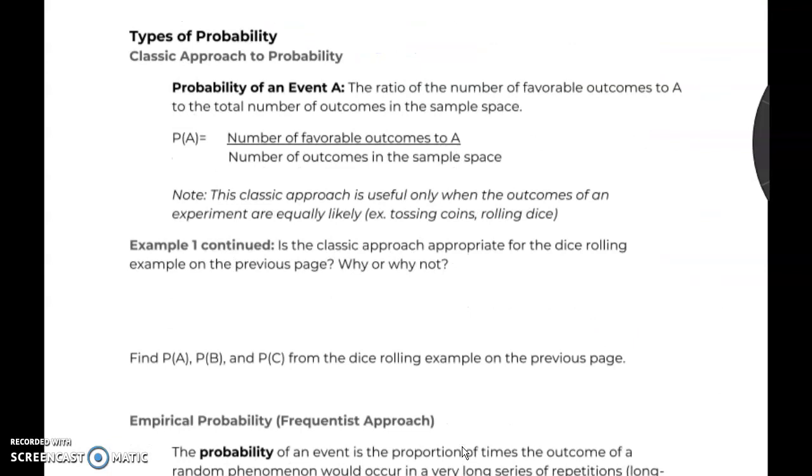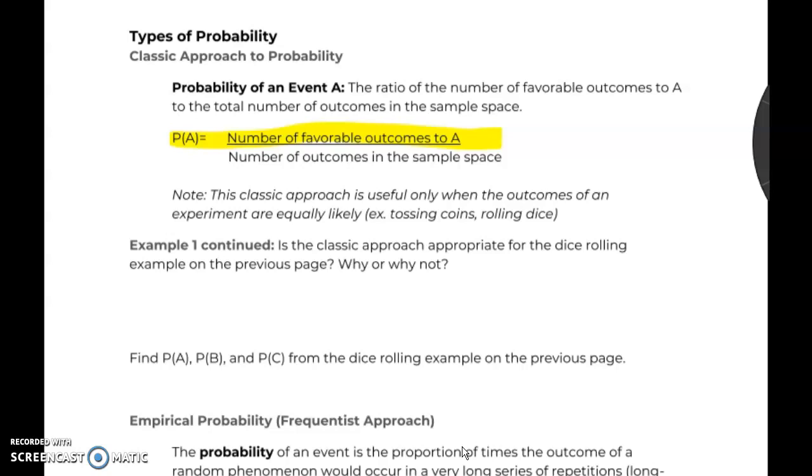So we have three different types of probability over here. The first type is called the classical approach to probability. For that, we're going to write the number of favorable outcomes to A divided by the number of outcomes in the sample space. This is only useful when the outcomes of an experiment are equally likely.